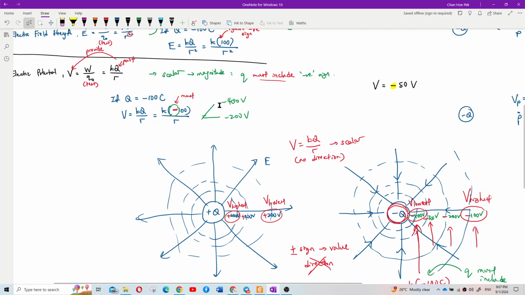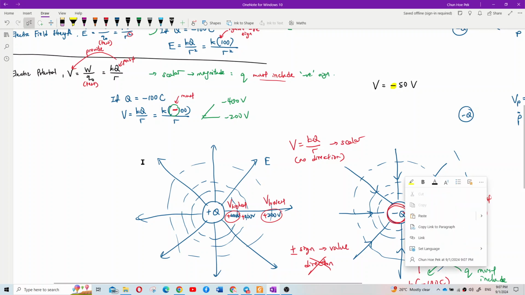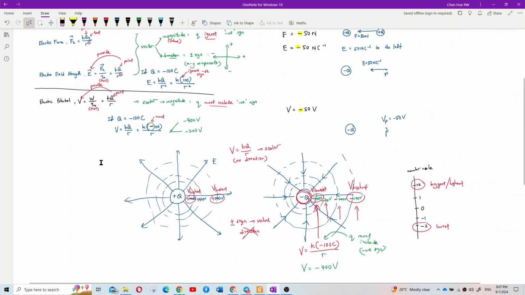So to get the negative value for potential, the charge itself, you must include the negative sign. If the charge itself is a negative charge, the charge you must include the negative sign. Then only you get a negative potential value. Negative 400, negative 100. Oh, itulah maksud dia. Faham tak? Banyak kan explanation?